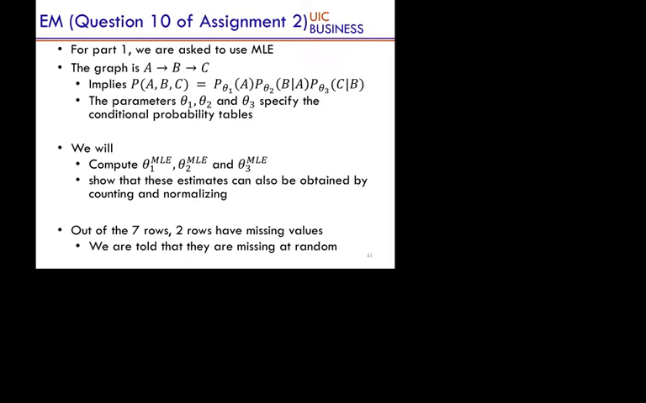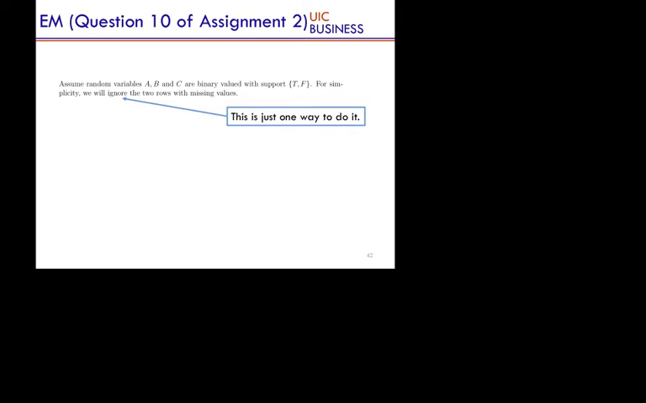Out of the 7 rows, 2 rows have missing values. We are told they are missing at random. So the first thing we can do is ignore the 2 rows with missing values. That's one way to address the first part of the question, but there are other ways. I don't know if somebody else has done it in a slightly different way. It's fine. But one way is to ignore the 2 missing rows and then do maximum likelihood estimation on the remaining.